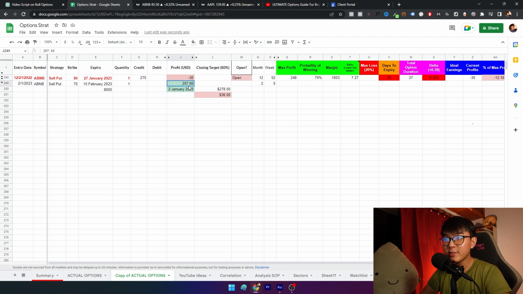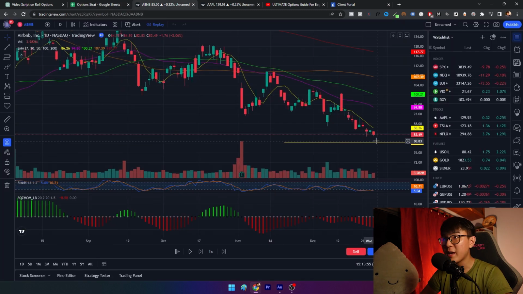Usually, this example here is a little too nice because the profit margins are still very, very healthy. Let me show you a more realistic example. Let's say I sold the put option of Airbnb on 21st January 2022 and I got $248. Let's say today's date is the 2nd of January, and let's assume that the Airbnb stock price is maybe at $81.